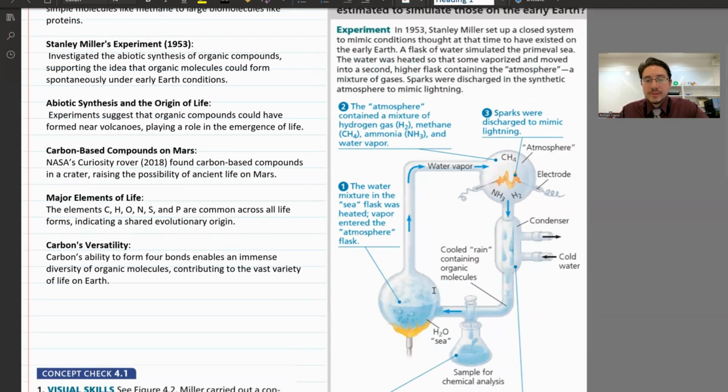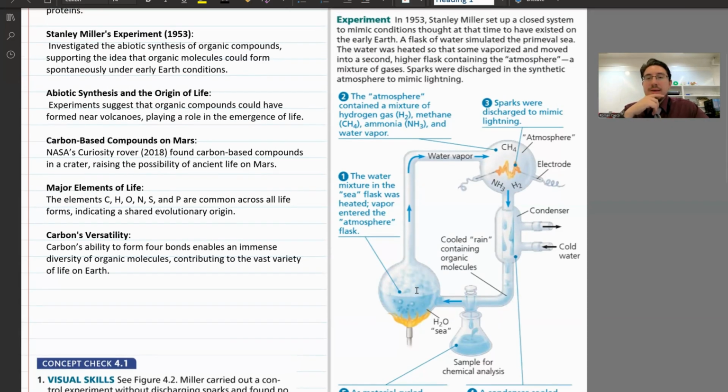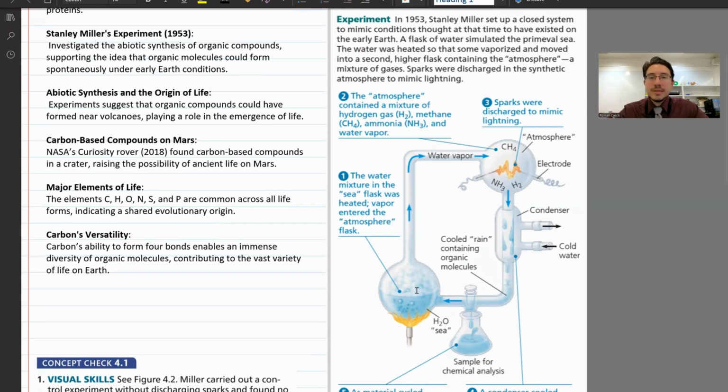So we'll start here. You have this flask and you have this volume of water, H2O. And the water is heated so that it becomes vaporized. That vaporization of water will simulate an atmosphere. So the water will be vaporized and moved to a second, higher flask, this one that you see here, containing basically an atmosphere of a mixture of gases.